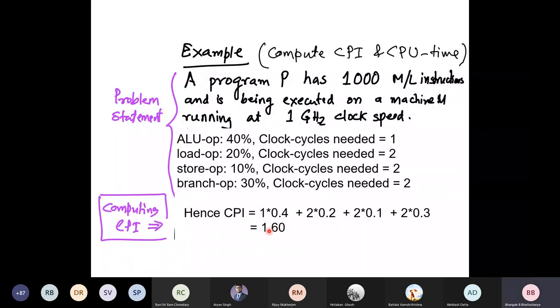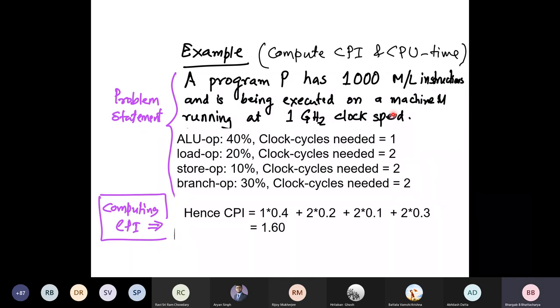So average number of clock cycles per instruction. That means you need more than 1 clock cycle per instruction on the average, because some instructions take longer time to compute, isn't so? So this is the average value of the CPI with respect to this particular program.